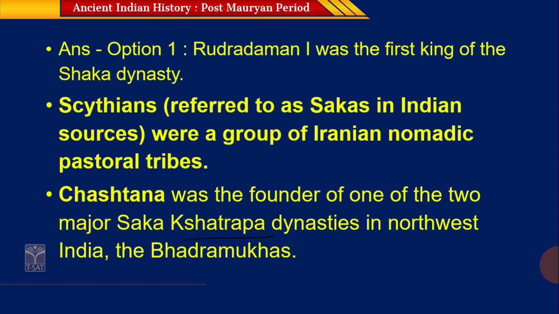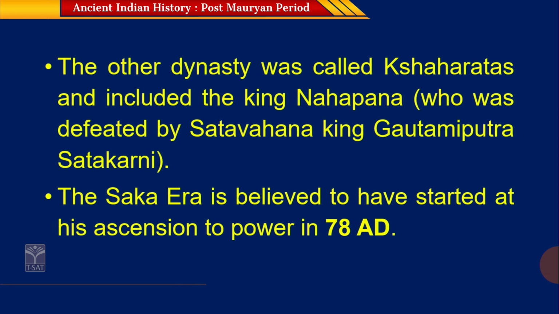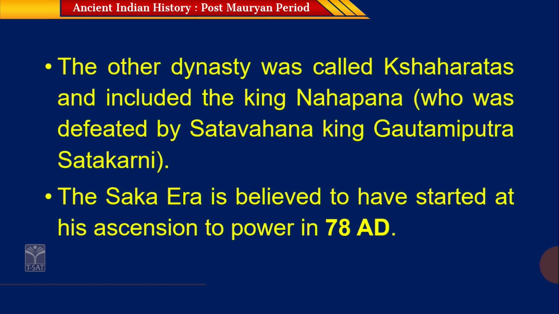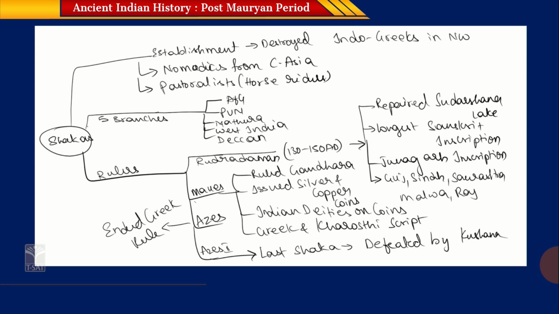Chastana was one of the main founders of the Shaka Kshatrapa. Also, the other dynasty was called Kshatrapas and included Nahapana, a very famous king defeated by the Shatavahana ruler Gautamiputra Shatakarni. The Shaka era is believed to have started after the coming to power of Nahapana. The Shaka calendar starts from 78 AD.